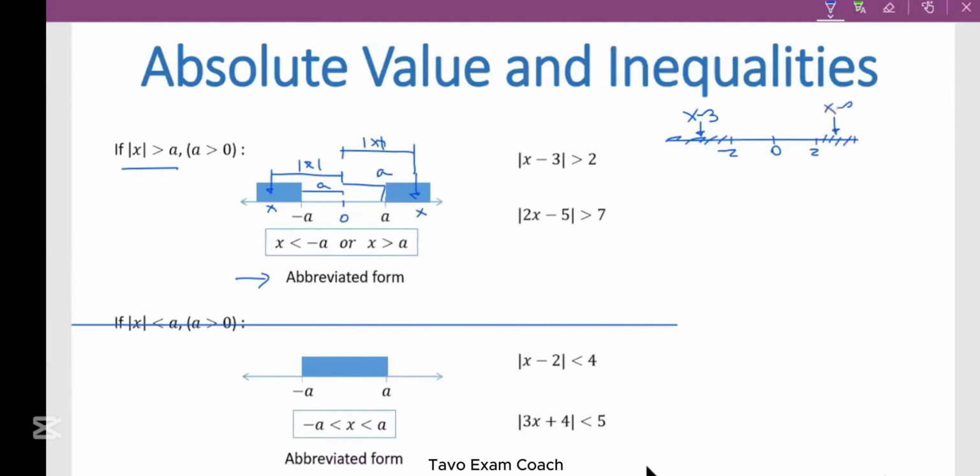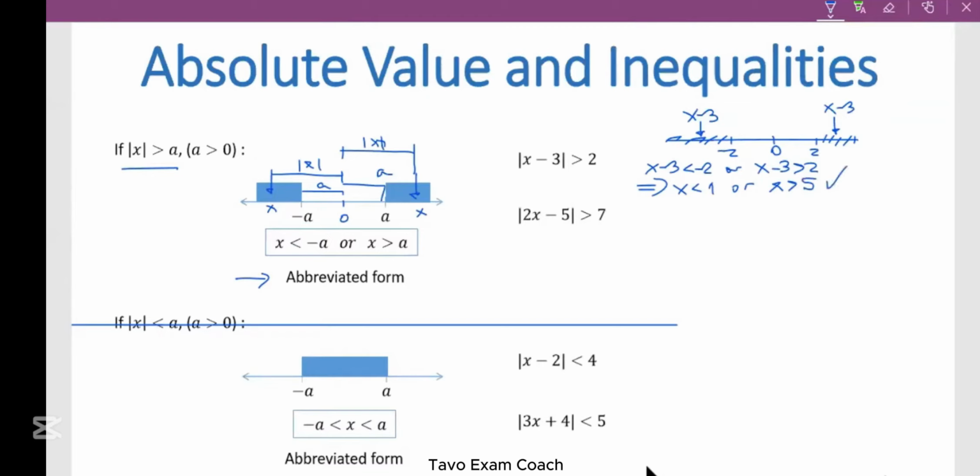Those are possible positions for x minus 3, meaning that x minus 3 is less than negative 2 or x minus 3 is greater than 2. From this, you can see that the ranges for x would be x less than 1 or x greater than 5. So this would be the solution.